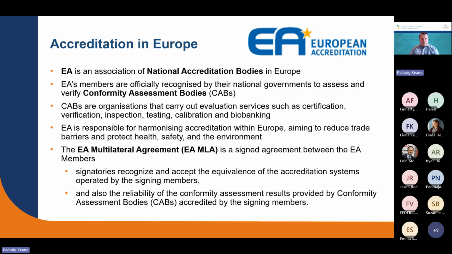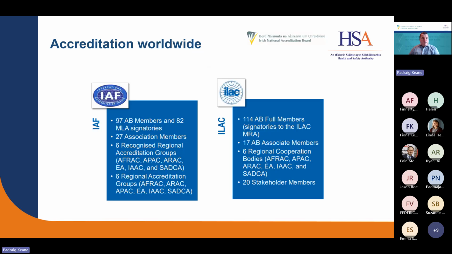There's approximately, I think it's about 40 members within EA at the moment, and membership stretches across from Iceland right across to Georgia in the east. And then at a worldwide level, there are two organizations which are responsible for harmonizing the approach to accreditation worldwide. They are IAF for certification and ILAC for laboratories. And EA is one of the 6 regional cooperation bodies, which obviously cover Africa, Asia, America, North and South.